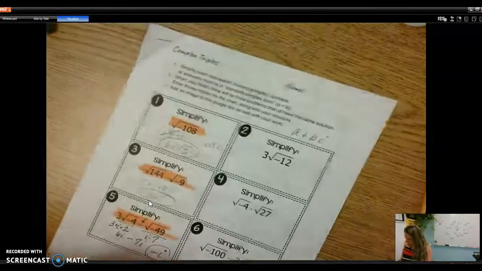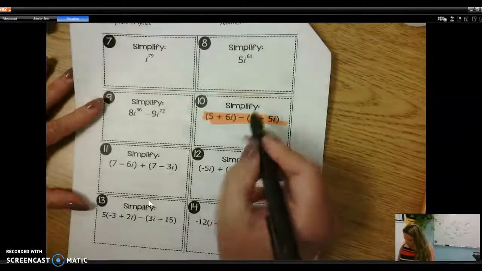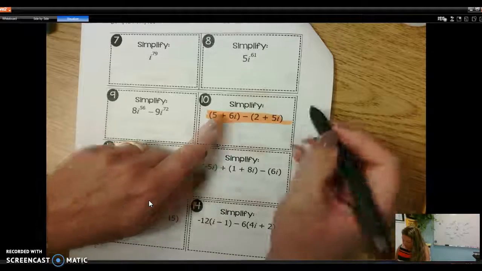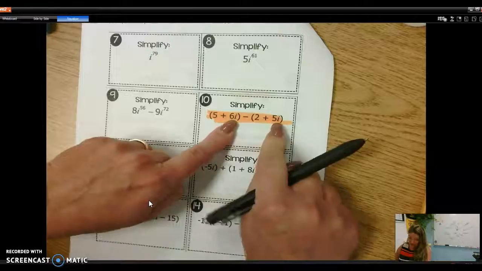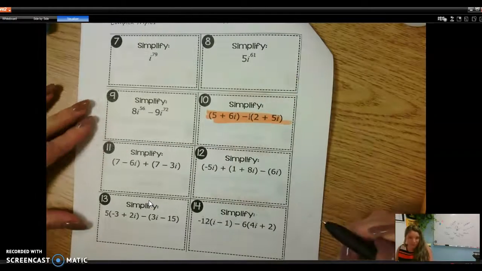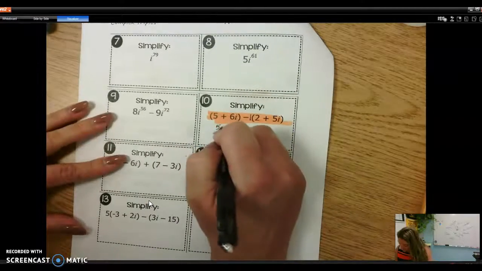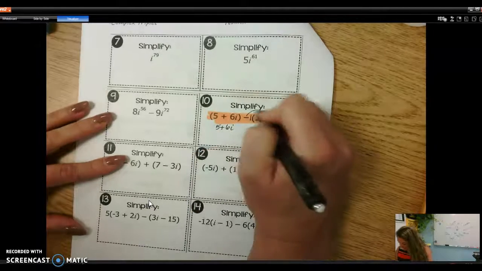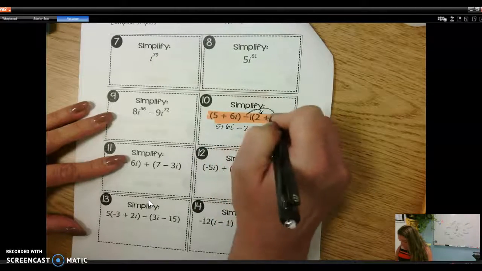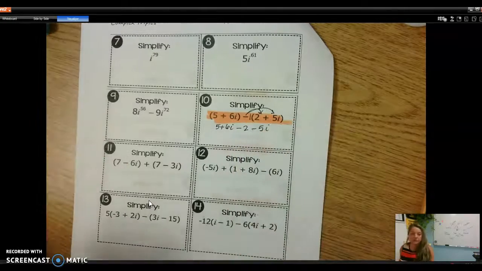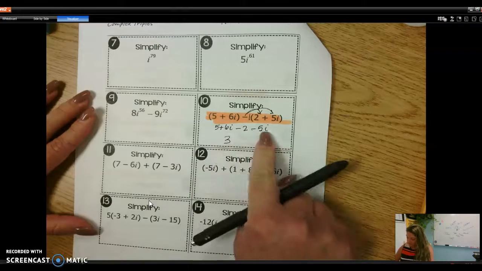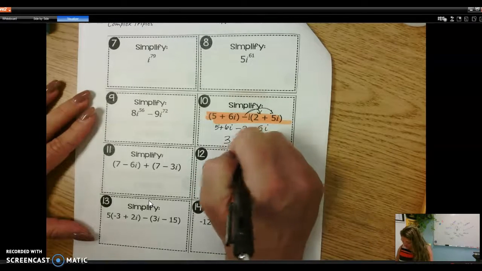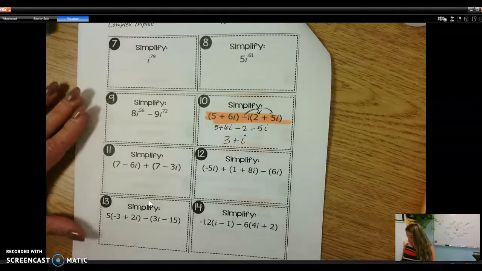All right, let's skip a couple and go down to number 10. You need to be careful and make sure that you're doing 5 minus 2 and then 6i minus 5i. Some people like to put a negative 1 right here and distribute, and that can work as well. So this becomes 5 plus 6i, and then minus 2, and then minus 5i, and then you can clean it up. 5 minus 2 becomes a 3. 6i minus 5i becomes a positive 1i, or just i. So 3 plus i.